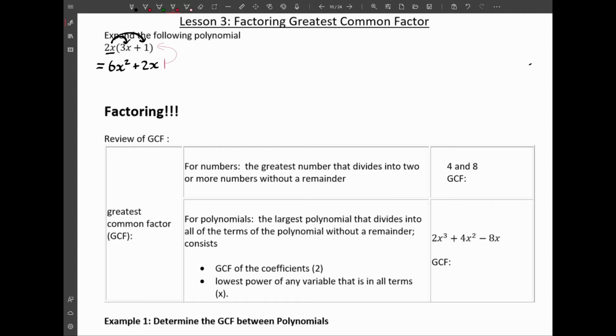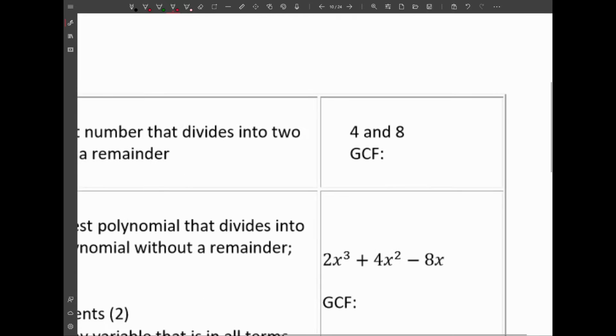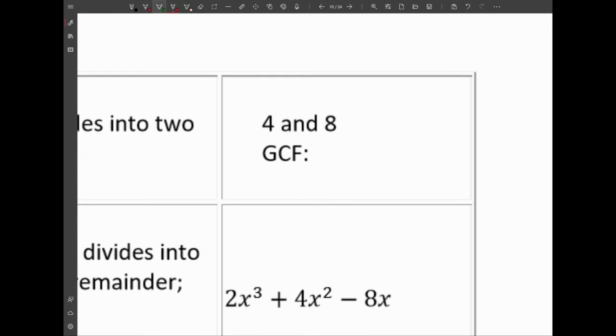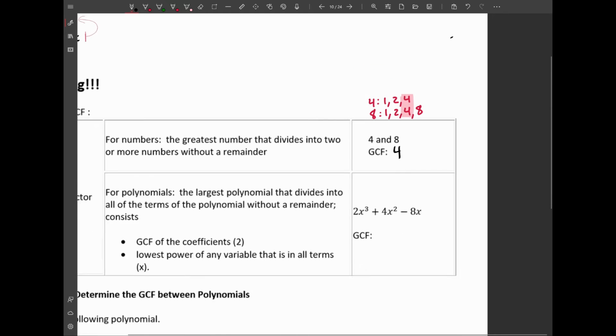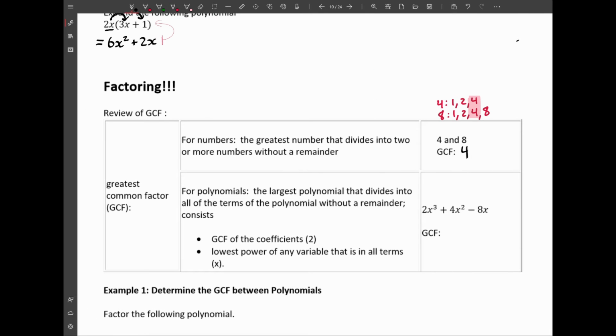For numbers, we just use the greatest number that divides two or more numbers without a remainder. So, for example, with 4 and 8, 4 has factors 1, 2, and 4, and 8 has factors 1, 2, 4, and 8. So the largest common factor they have is 4. So the GCF of 4 and 8 is 4. Simple enough. But let's talk about the GCF of polynomials.